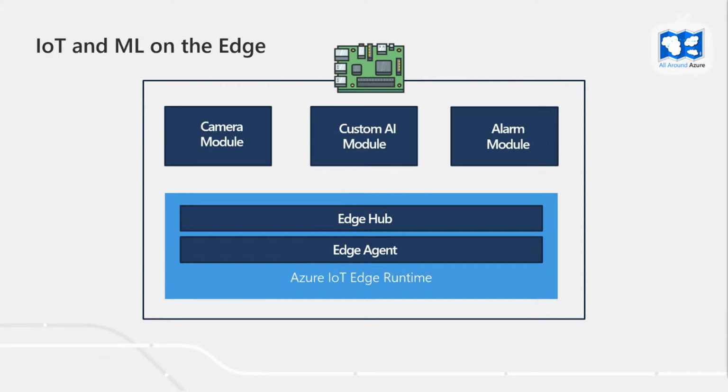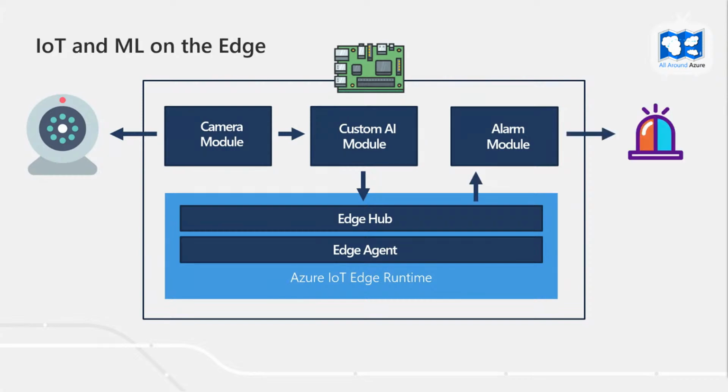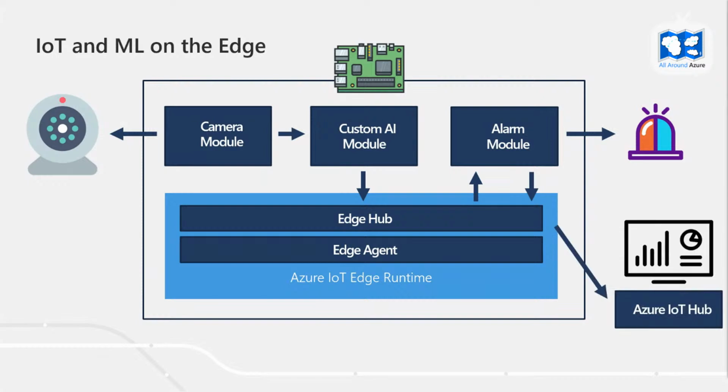On the IoT Edge deployment manifest, there are three modules installed. The camera module connects to the camera and sends the frames to the custom AI module. The custom AI module puts the model score on the local IoT hub, and the other module receives the model score from the Edge Hub. In the other module, if the model score reaches a specific threshold, the lamp is turned on and a notification is put back on the Edge Hub and sent back to the IoT Hub in Azure for monitoring purposes.